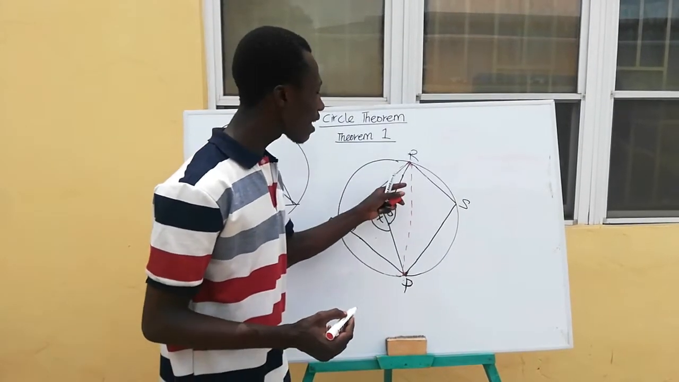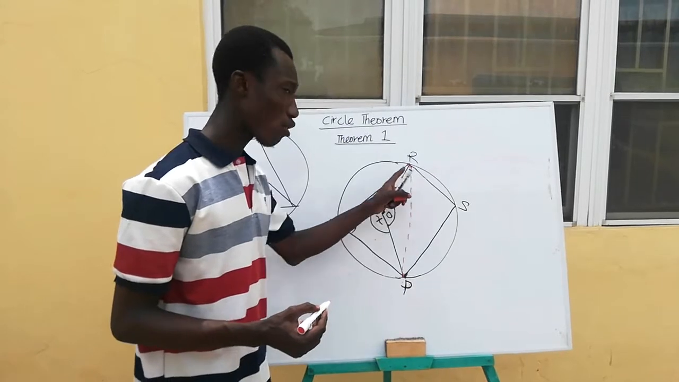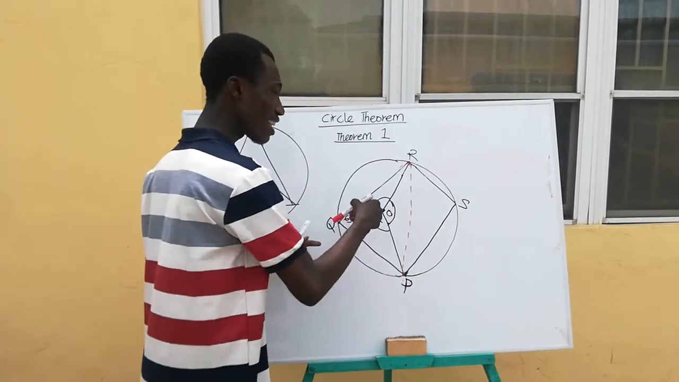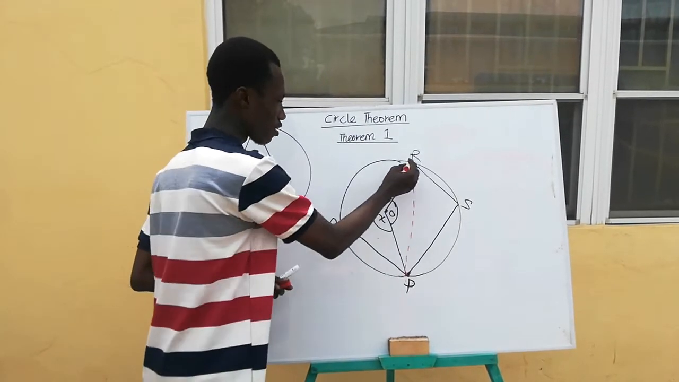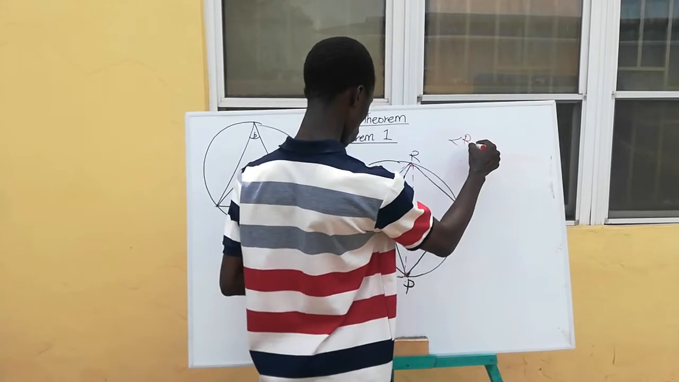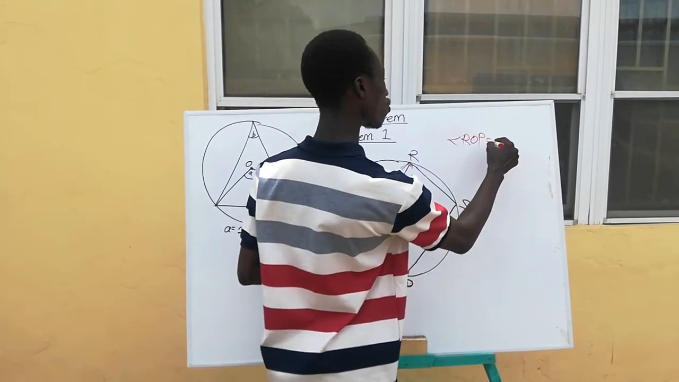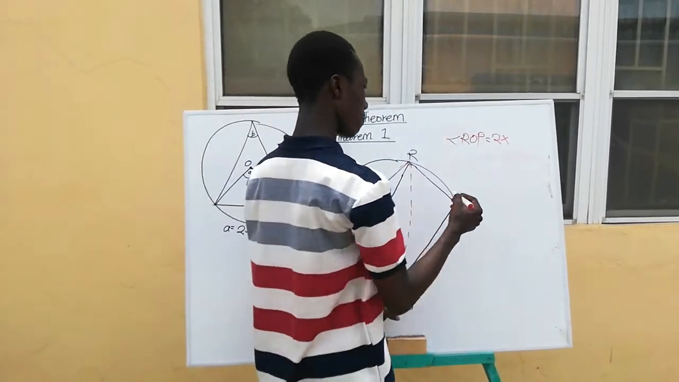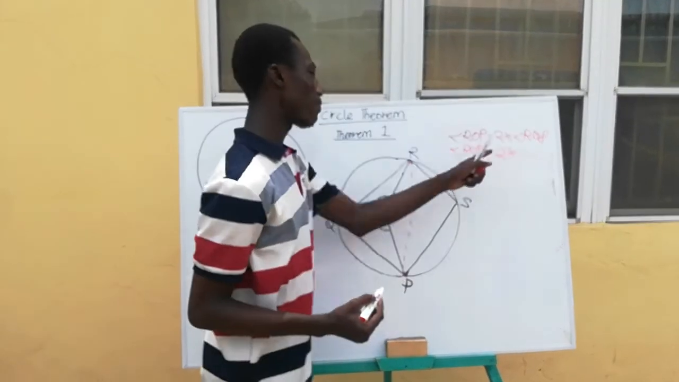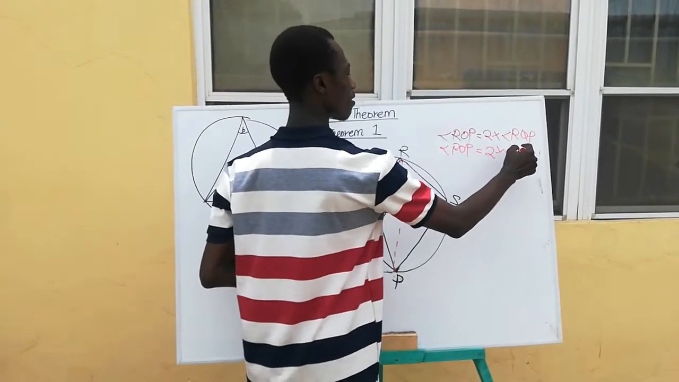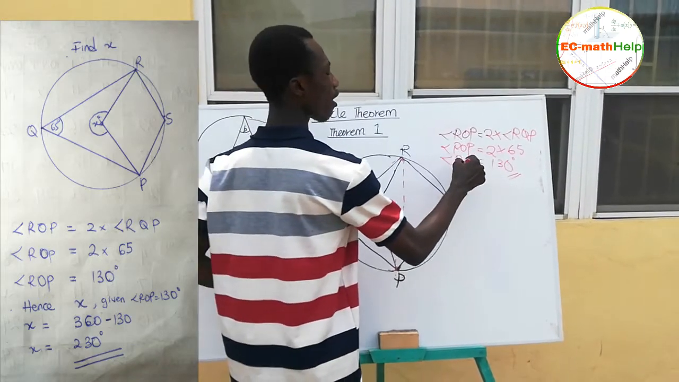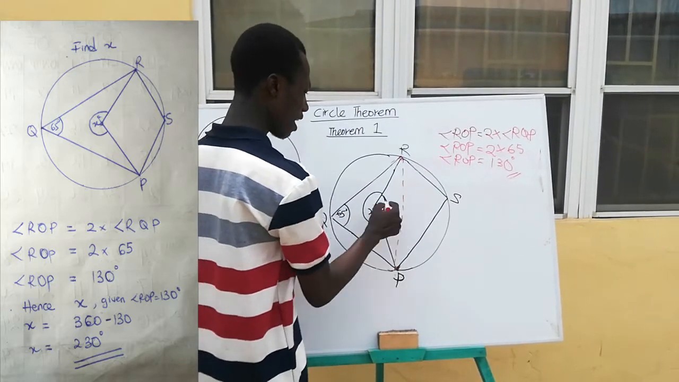Now the rule says that the angle subtended to the center by a chord RP, the angle at the point O, is twice the angle that same chord RP subtends to any point on the circle. In this case, the point here is Q, 65. So we can draw a conclusion that angle ROP is equal to 2 times the angle RQP, which is 65 degrees. So our final answer becomes 130 degrees for angle ROP.